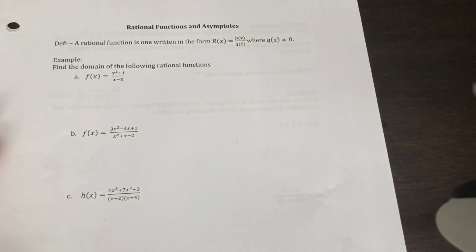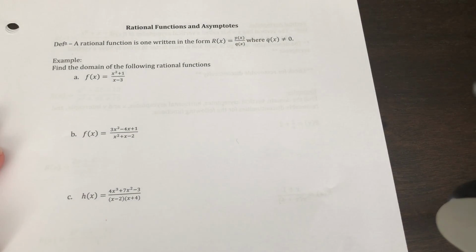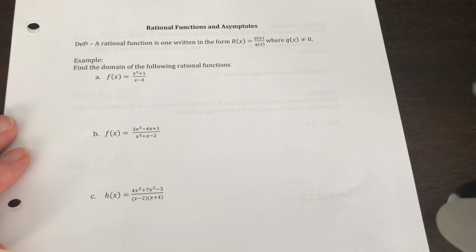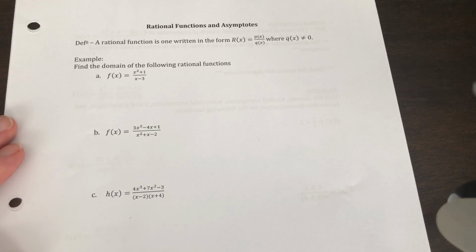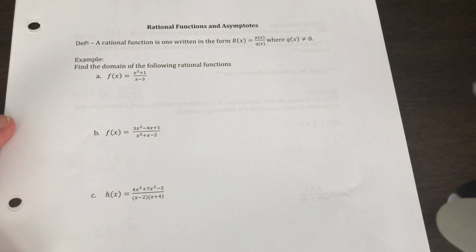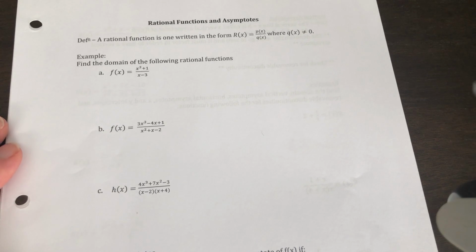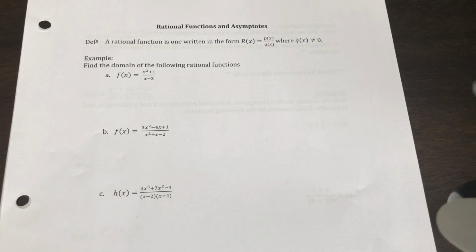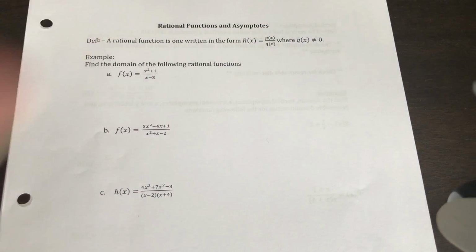Okay, guys, so this is going to wrap up our rational functions lesson. So we're going to talk about rational functions and asymptotes. This is a super important lesson, especially for calculus. Remember that a rational function is given as a fraction, so it's two functions divided by each other where the bottom cannot equal 0. So that's what this top definition is.